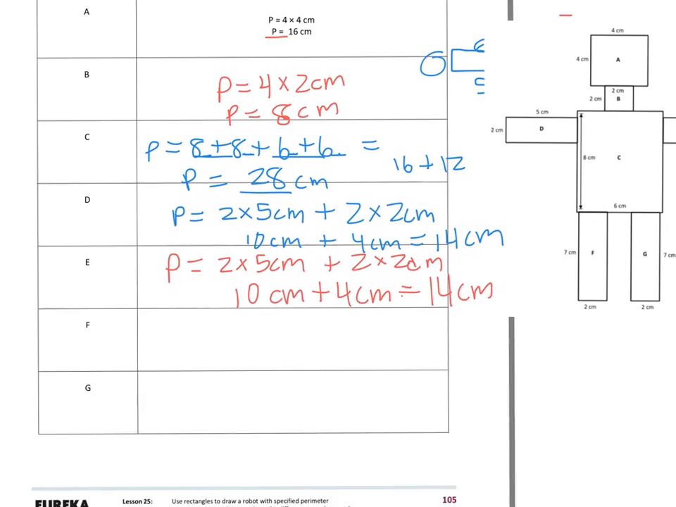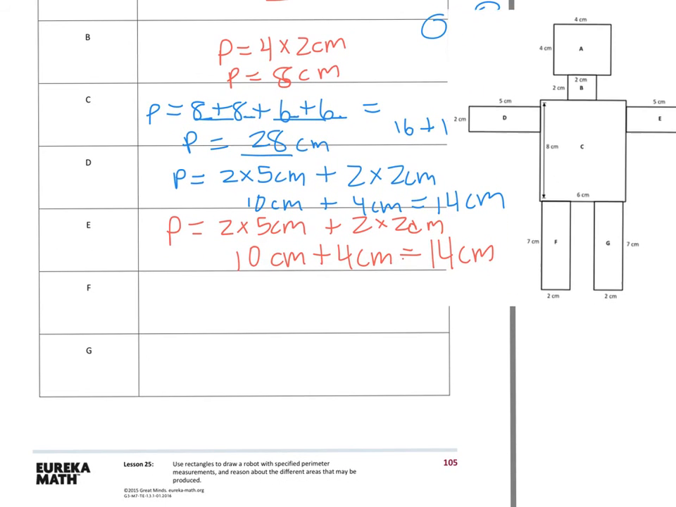So let's continue on down to F and then G. And it looks like both of these are going to be 7, 2, 7, 2. So they're the same. So I'll show them a little differently. If I do 7 plus 2 plus 7 plus 2, I have 9 and 9, so my perimeter is going to equal 18 centimeters, and that was just taking 7, 7, and 2 and 2.